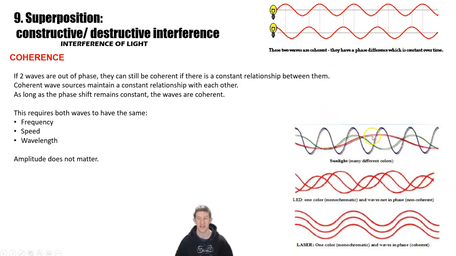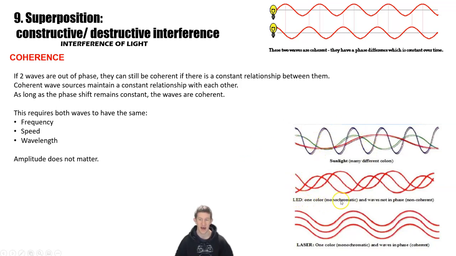Some common examples are sunlight. Sunlight is neither coherent nor in phase, and it's a whole range of different colors. We know that it makes up the whole color spectrum, the visible light, which are all different frequencies to start, so we know that it can't be coherent. And they're not in phase because they're all in different directions and there's no consistency there.